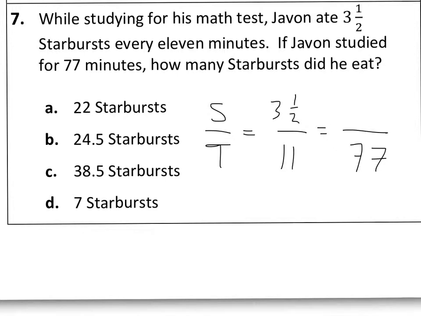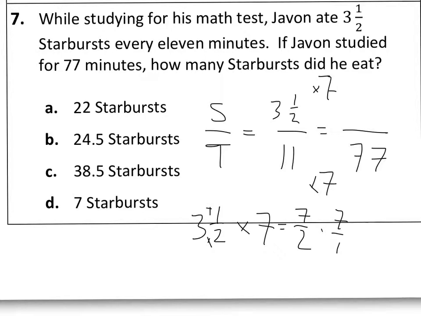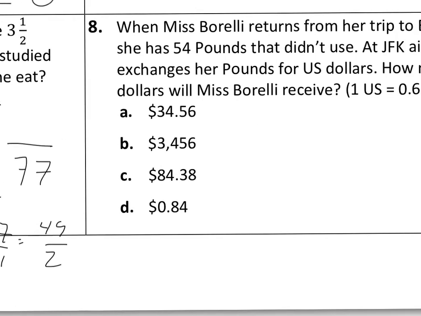Looking at this, I know I don't have to cross multiply because I know that 11 times 7 gives me 77. So I'm going to take 3.5 times 7. I'm going to first change it into an improper fraction. So that's 7 over 2 times 7 over 1. I got 7 over 2 because I did 3 times 2, add 1. So I'm going to get 49 over 2, which reduces to 24.5 Starbursts. So Javon ate 24.5 Starbursts in his time studying for math.